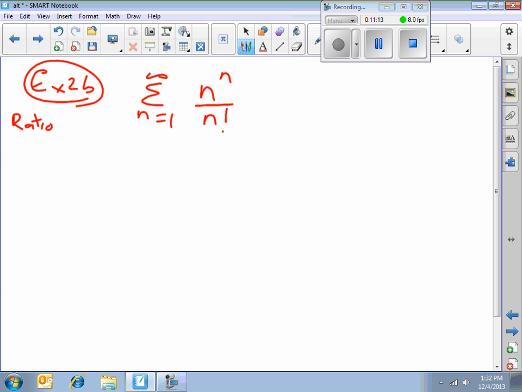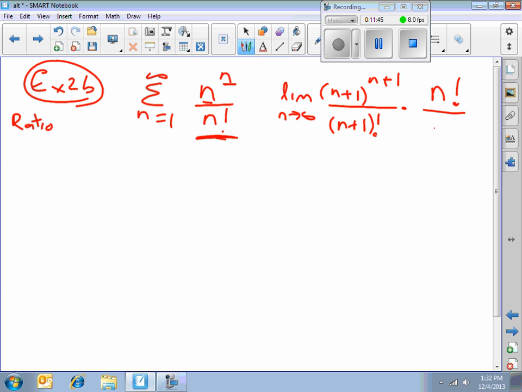Well, this is an interesting one because you can't even make any guesses, because we know that factorials are very large, and we know that n raised to the n is a very large number. So it's hard to even take a guess what's going to happen. So let's see if we can use the ratio test. The ratio test says take the limit as n approaches infinity of n plus 1 raised to n plus 1. Everywhere I had an n, I just put in n plus 1. All over n plus 1 factorial. Dividing by the original one, dividing by any fraction, is the same as multiplying by its reciprocal. So n factorial on top, n to the n.